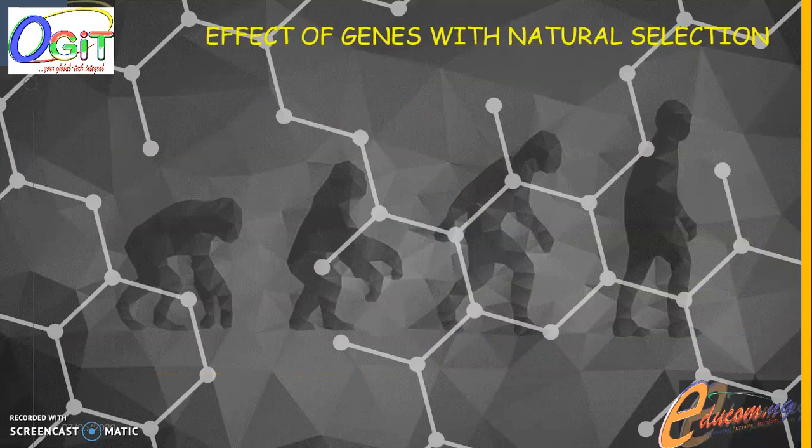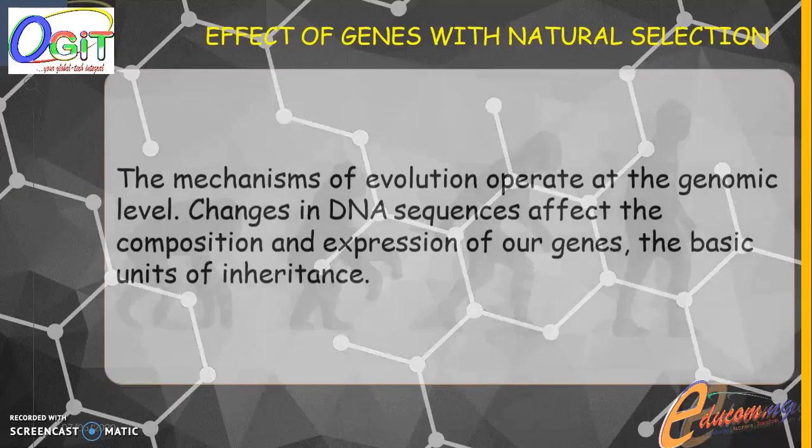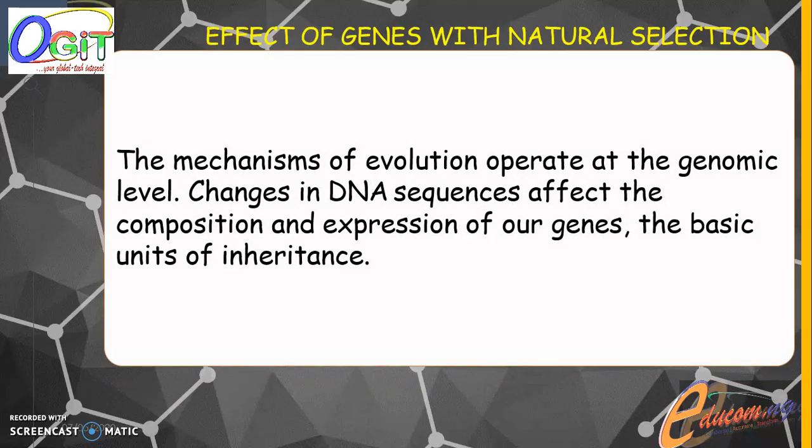Effects of genes with natural selection. What does gene have to do with natural selection? The mechanism of evolution operates at the genomic level. Changes in DNA sequences affect the composition and expression of our genes, the basic units of inheritance. To understand how different species have evolved, we have to look at the DNA sequences in their genomes. Our evolutionary history is written into our genome.